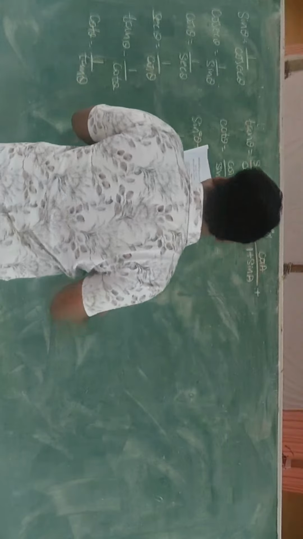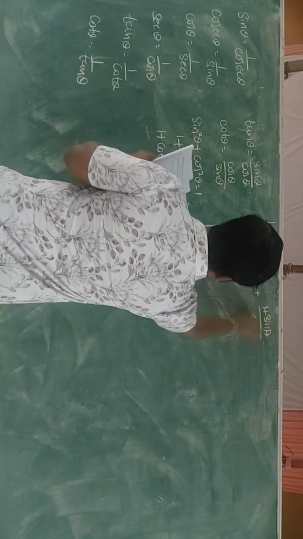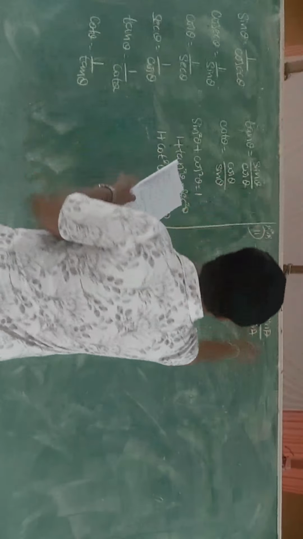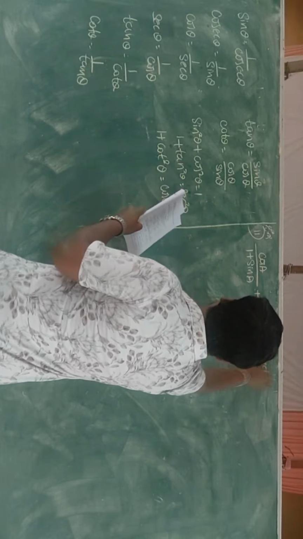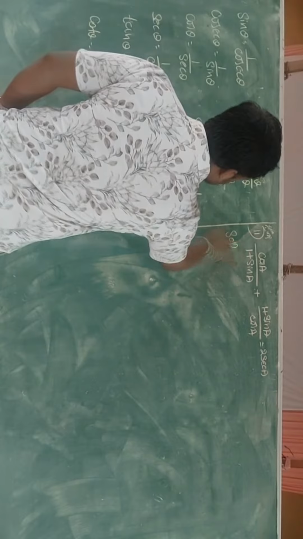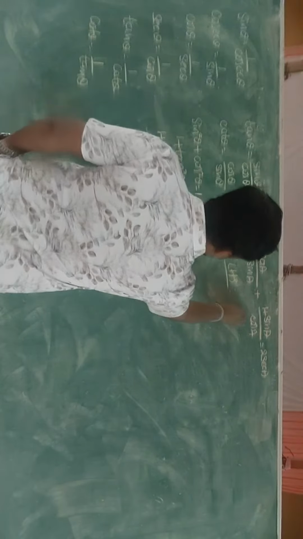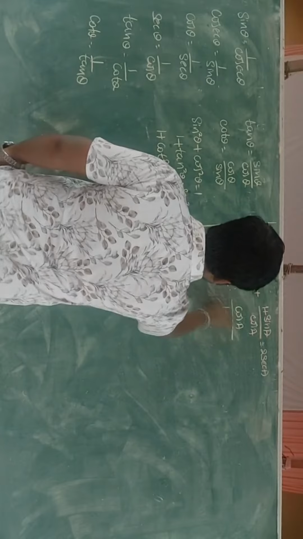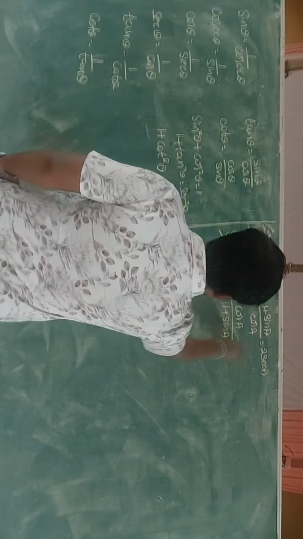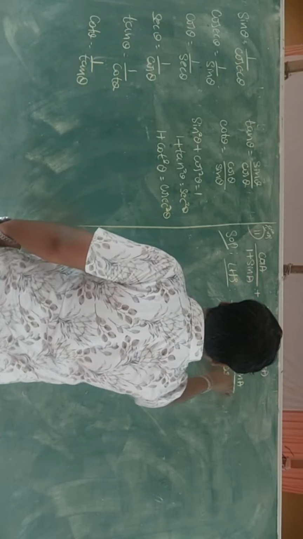Cos A upon 1 plus sin A plus 1 plus sin A upon cos A is equal to 2 times secant A. Here the functions are already in the form of cos and sin. Solution: directly we can take the LCM. First the LHS side. LHS is cos A upon 1 plus sin A plus 1 plus sin A divided by cos A.